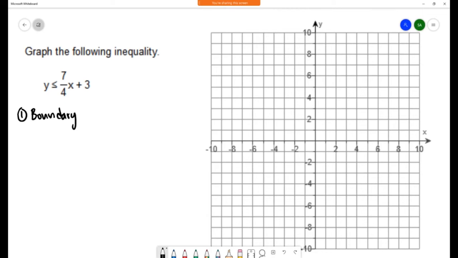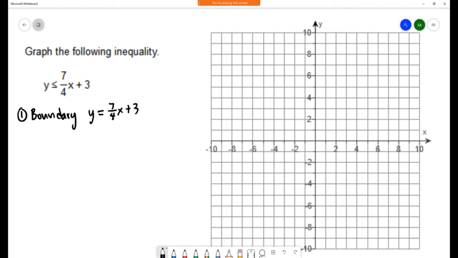And the boundary is the inequality changing the less than or equal to sign to an equal sign. So the boundary line is y equals 7/4 x plus 3. Now, when we draw the boundary line, we need to decide whether we're going to include the points on the boundary line or not include the boundary points.